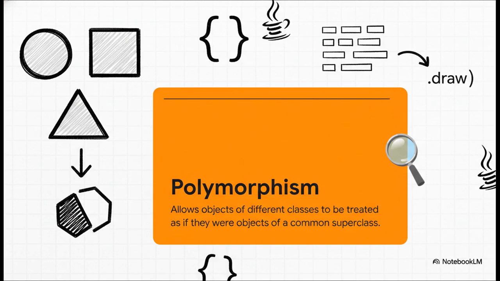It literally just means many forms, and it's an incredibly powerful idea that lets you write super flexible and reusable code. So, for example, you could have a bunch of different shape objects, a circle, a square, a triangle, and you can just tell each one to draw, and it'll know how to draw itself correctly. It's what makes your code so much cleaner and more adaptable.